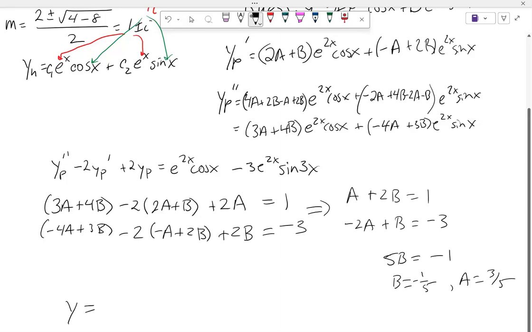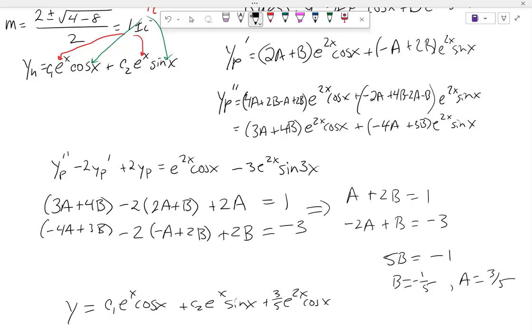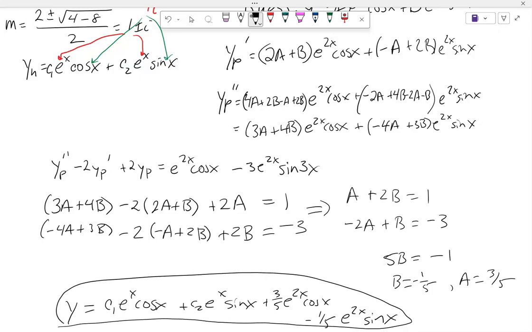What does our general solution look like to the original equation? Yep, the whole thing. C1 e to the x cosine x plus C2 e to the x sine x plus 3/5 e to the 2x cosine x plus or minus a fifth e to the 2x sine x. Good. Yep. Homogeneous plus particular. We found the coefficients for the particular. Plug it in. We're done.